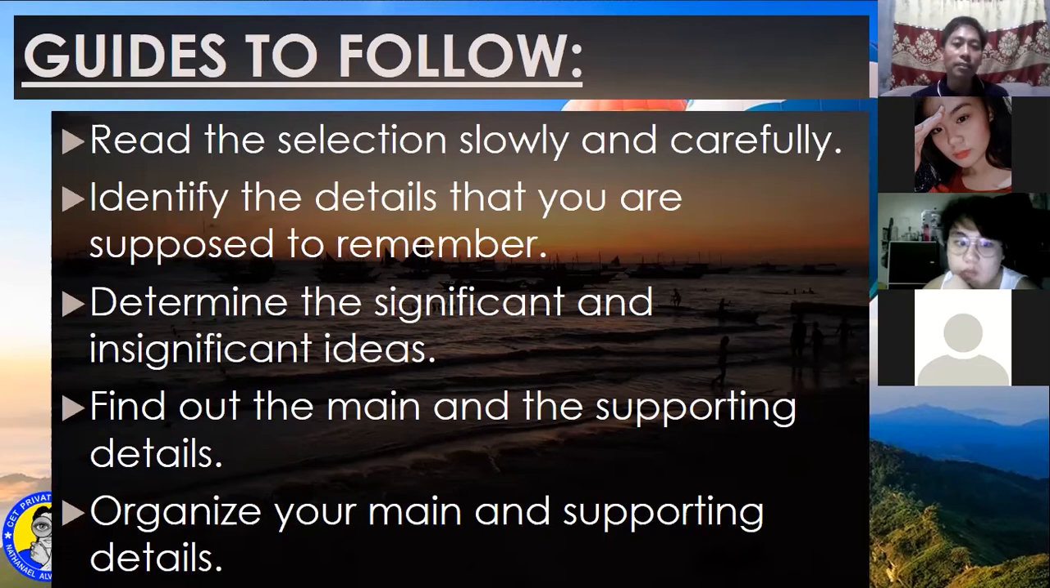So you find out the main and the supporting details. So if you find the main parts of a cell, you may go into the details, like what is the Golgi apparatus used for. So it's for packaging protein inside the cell. What is the lysosome? It's for breaking down, so on and so forth. Then you organize your main and supporting details. So that is for studying, okay?